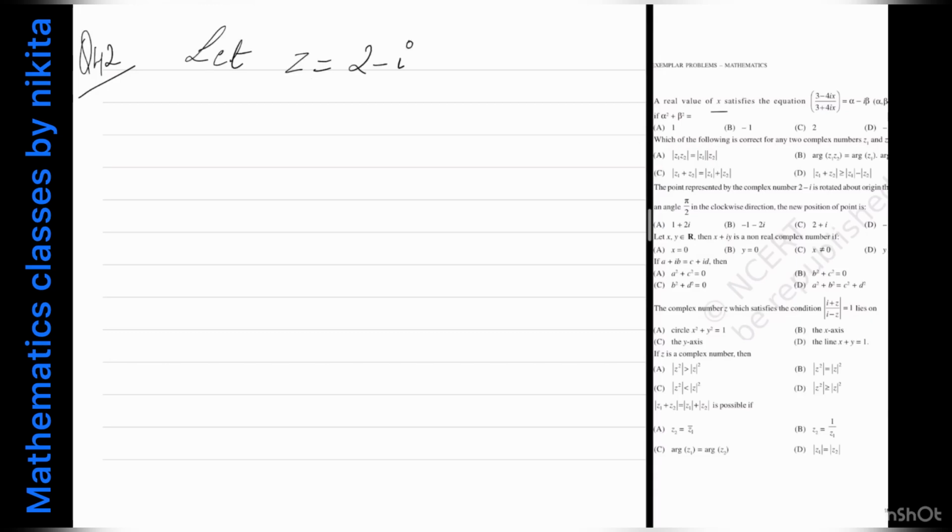Now if I plot this complex number in the xy plane, then see x is 2 and y is minus 1. So that means somewhere here it will lie. So this is your complex number z. So you can see that it lies in the fourth quadrant, ठीक है. So it is something like this.